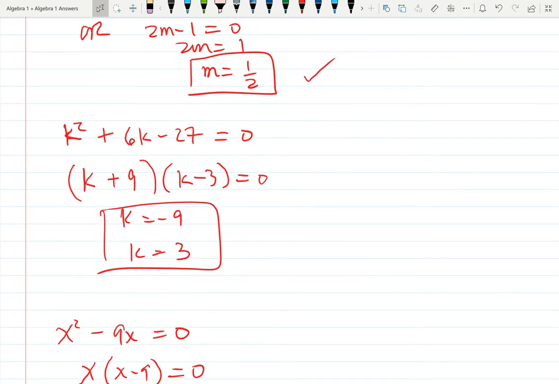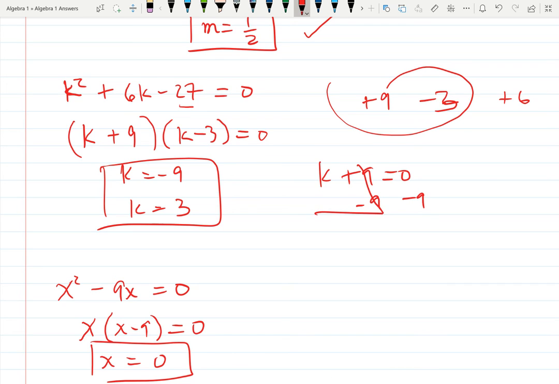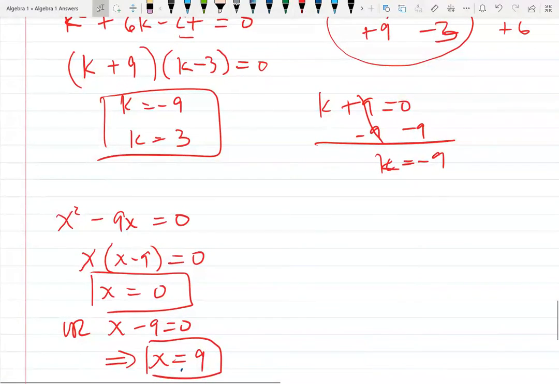And then this one is pretty straightforward. Factors of negative 27 that, when you add, will give you positive 6 will be positive 9 and negative 3. When you add these two, you get positive 6, and when you multiply, you get negative 27. You set it equal to 0. k plus 9 equals 0, minus 9, minus 9, and you say k equals negative 9, since 0 plus negative 9 equals negative 9.